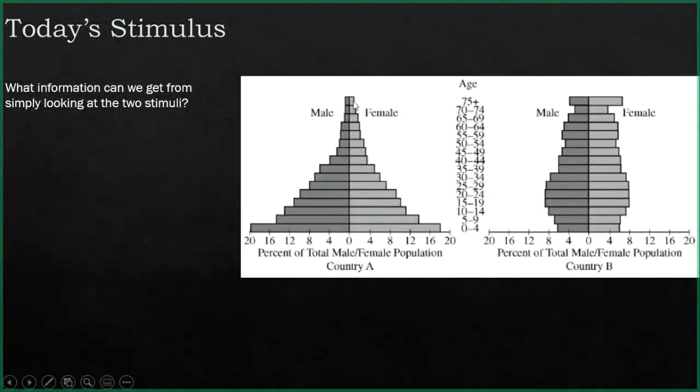So not too many people make it to 75. And then we have a much wider peak, specifically for the females. A lot of these people do make it to 75, right?